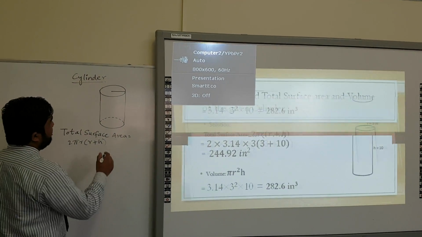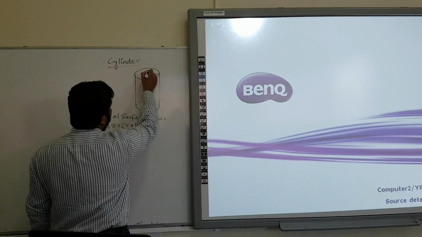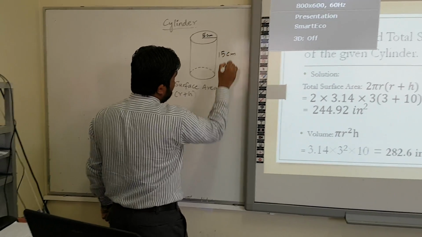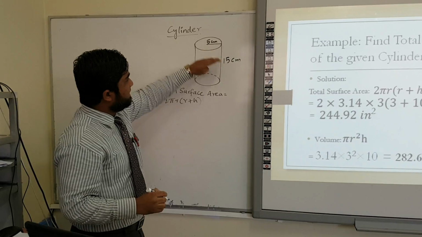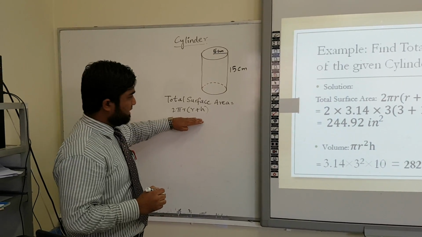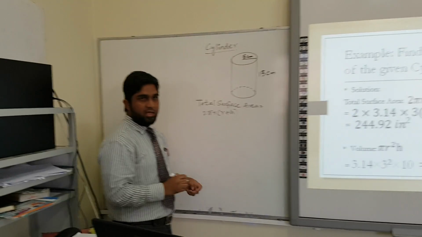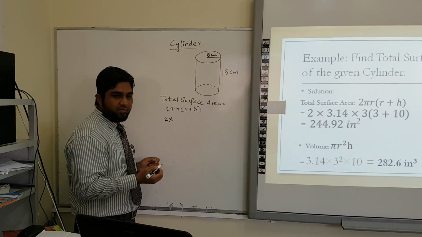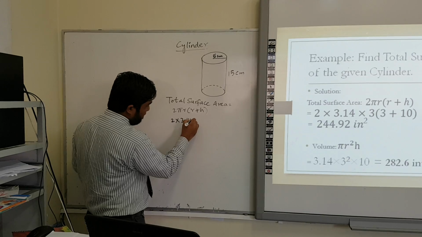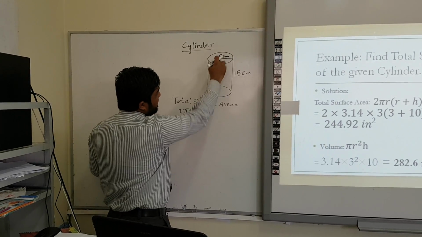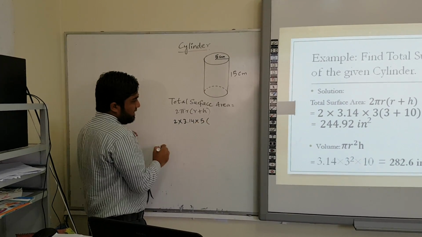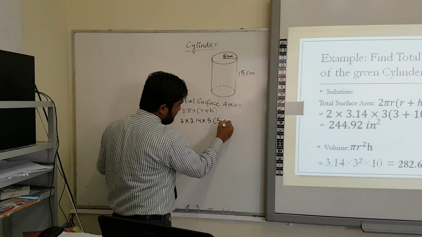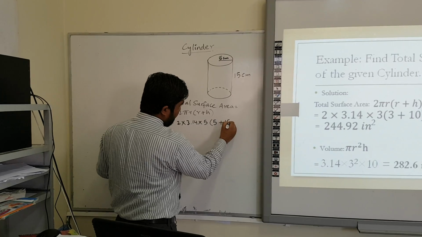So if we take radius as 5 centimeter and height as 15 centimeter. Now we will apply these values in the formula to find the total surface area of a cylinder. So 2, as we know that pi has a constant value 3.14, multiply radius. Radius is given as 5. In the bracket, if you go as radius r, again it is 5 plus the height is 15.